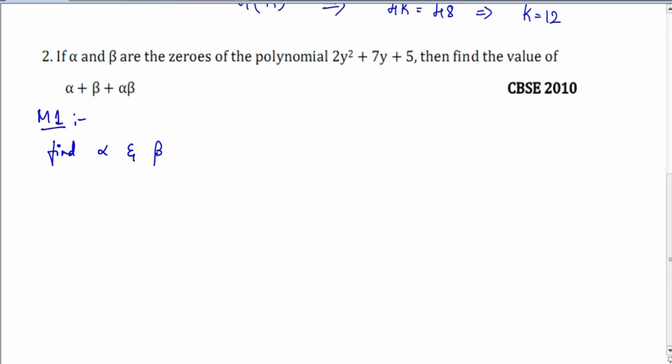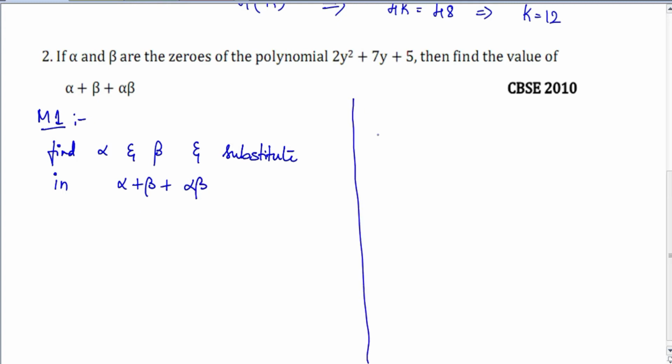What are alpha and beta? They are zeros of the polynomial. Consider this equation, equate it to 0, find out the values of y, those are alpha and beta, and then substitute in this required expression. That is one way. Find alpha and beta and substitute the values in alpha plus beta plus alpha beta. This is one method. Okay, we will see both the methods.